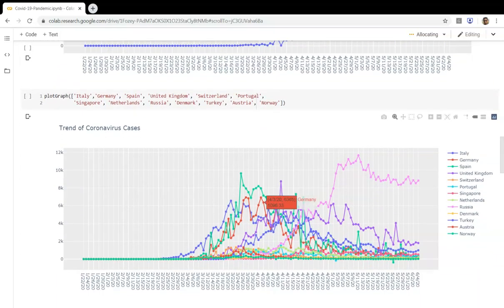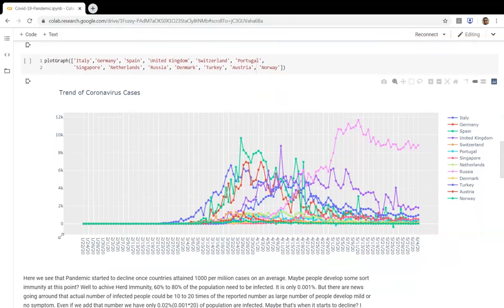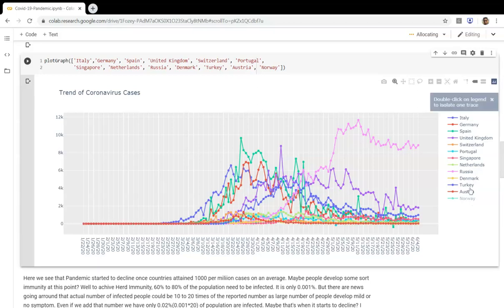Below I have a list of countries, and I'm going to show you how and when their numbers started to decline. We have a lot of countries, so I'm hiding some so that we have a better visualization.